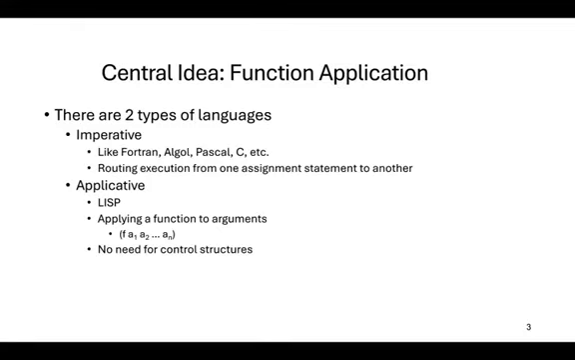In applicative languages like Lisp, the whole idea is applying a function to arguments. You have a function and you apply it to a list of arguments, whatever the number of arguments is. So you don't need control structures at all, because everything is achieved through functions, which is not the case in Fortran, Algol, and C. When you study C as well, you will find this is not how things behave in imperative languages.